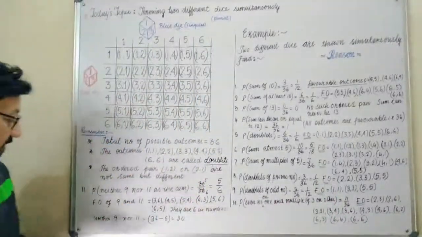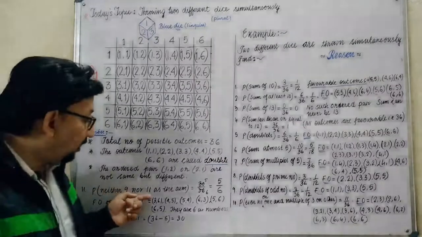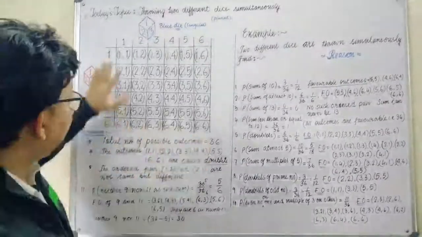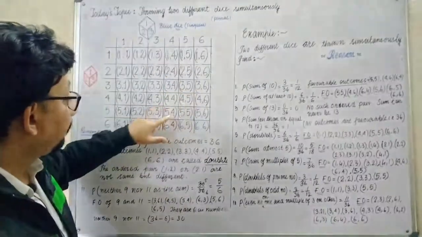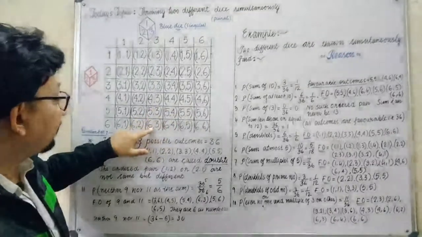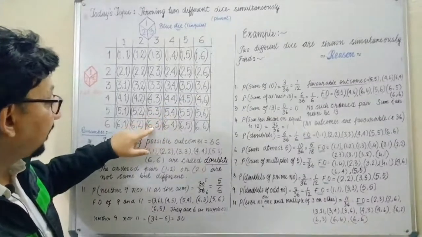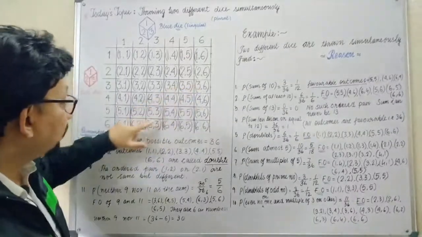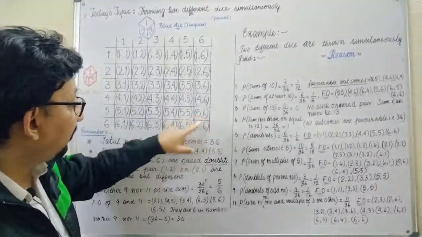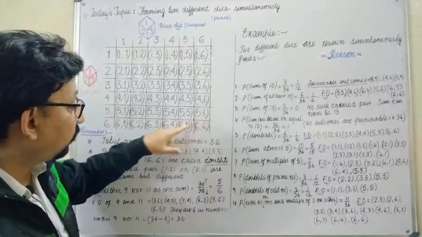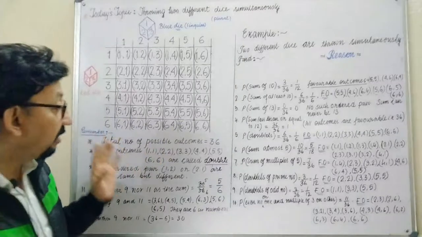Now the last question is probability of neither 9 nor 11 as the sum. Look at this experiment. Look, (3,6), (4,5), (5,4), (6,3): 3 plus 6 is 9, 4 plus 5 is 9, 5 plus 4 is 9, 6 plus 3 is 9. There are 4 ordered pairs whose sum is 9, and 5 plus 6 is 11 and 6 plus 5 is also 11. Each of these two ordered pairs has the sum 11.